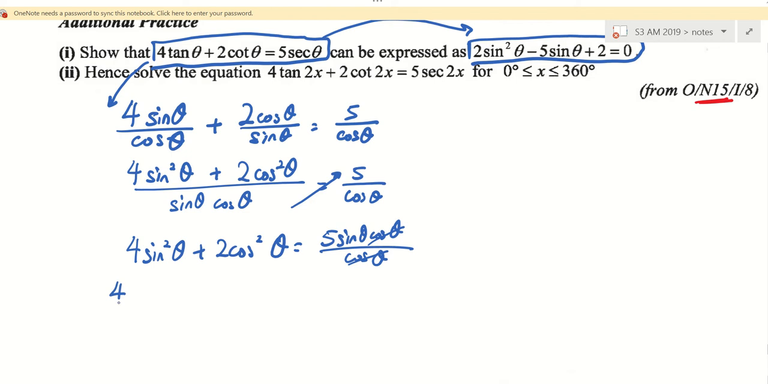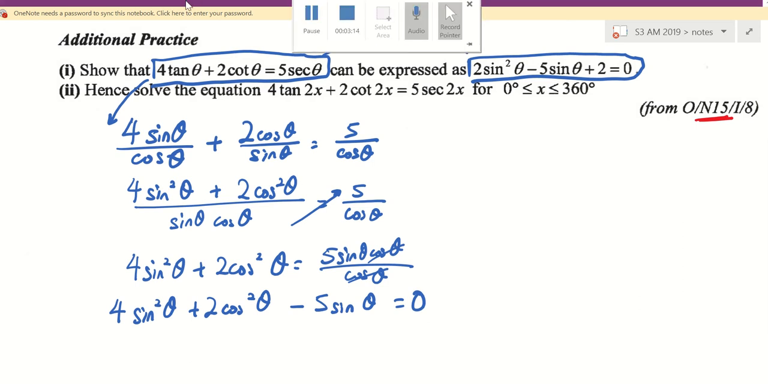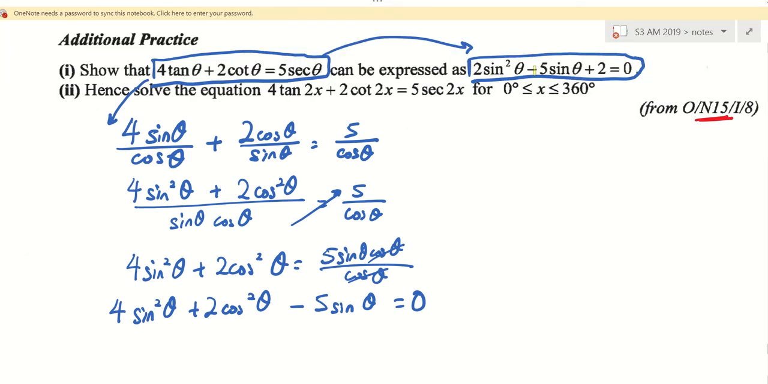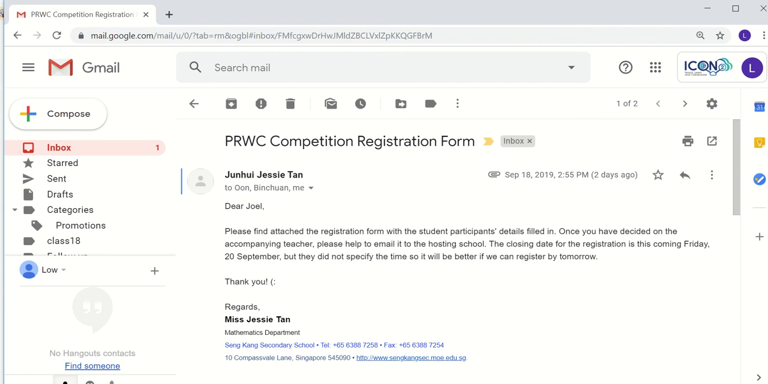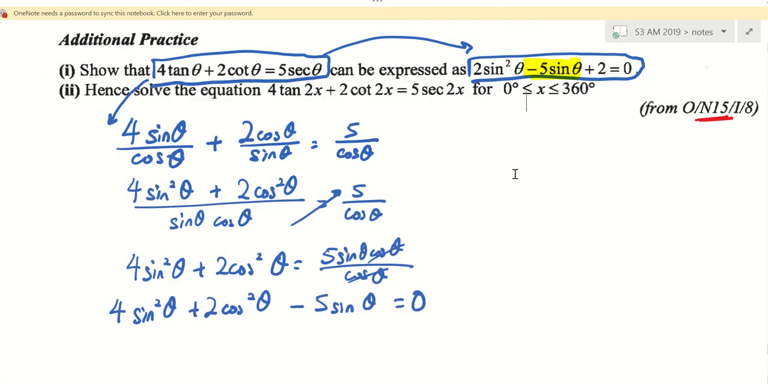I'm just left with 4 sine plus 2 cosine minus 5 sine equals to 0. So far, everyone understand what I'm trying to write down? Now, look at the minus 5 sine theta. Minus 5 sine theta, I already have. Right? So both already have.